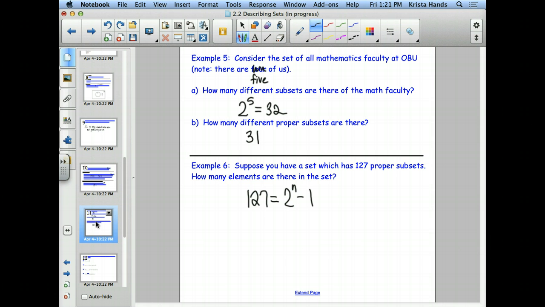Yeah. Okay, that's good. Basically the 127 is the information we were given, right? And it's supposed to equal the number of proper subsets, and this is that formula for the number of proper subsets, 2 to the n minus 1. So what would you do next to solve that formula? Add the 1 over. Okay.